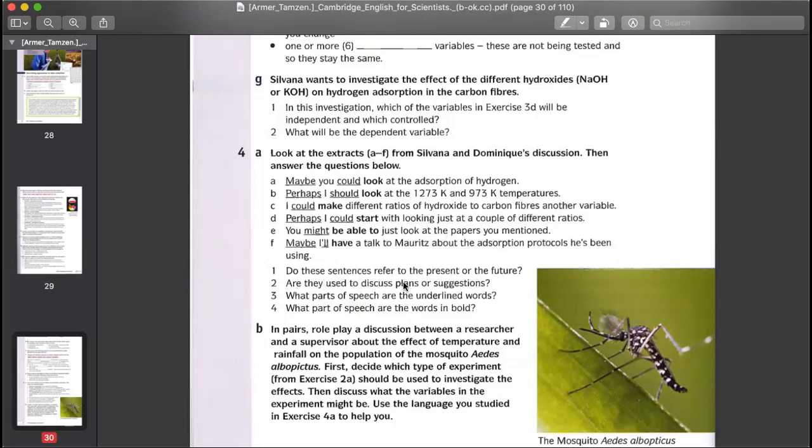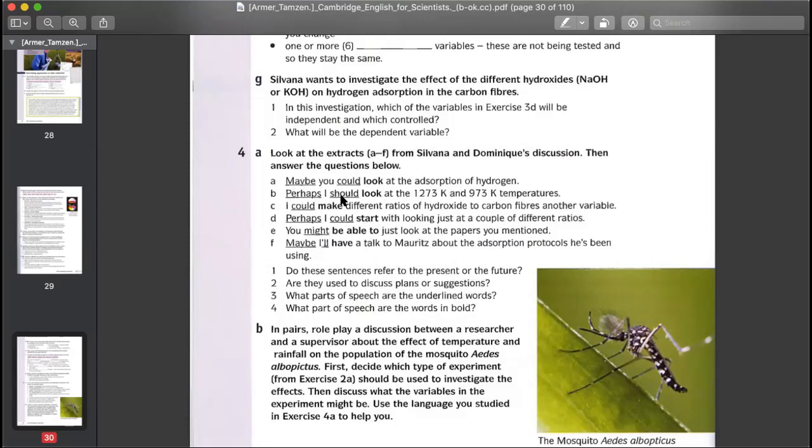Are they used to discuss plans or suggestions? Are they clear, considered plans or suggestions? The difference is also in the style. Since we have maybe, perhaps, might, they are all of course suggestions. These are all possibilities and suggestions, let's call them. Okay. The third question, what part of speech are the underlined words?